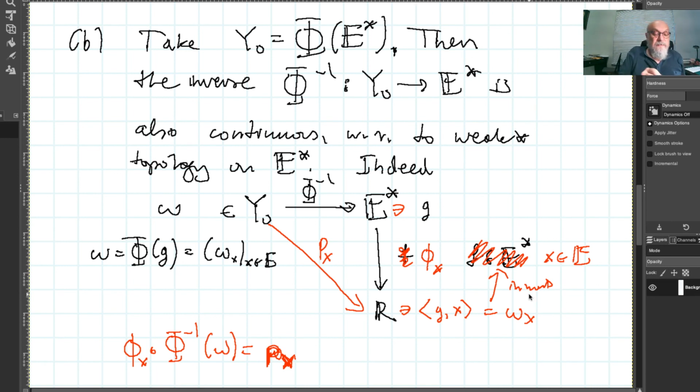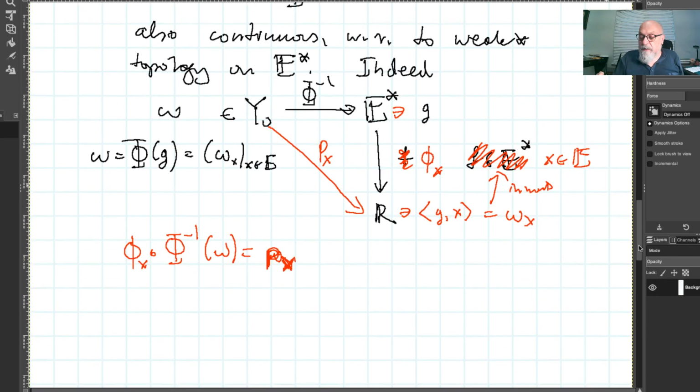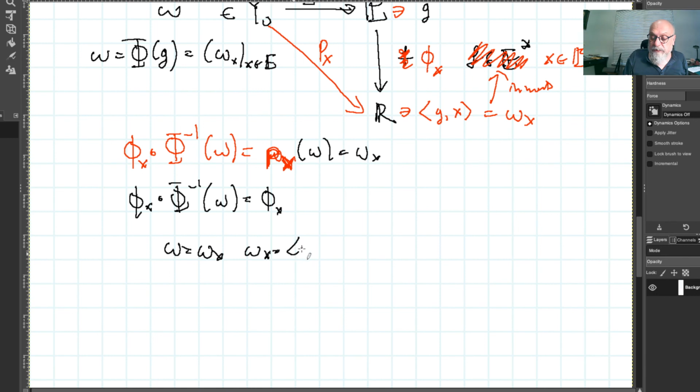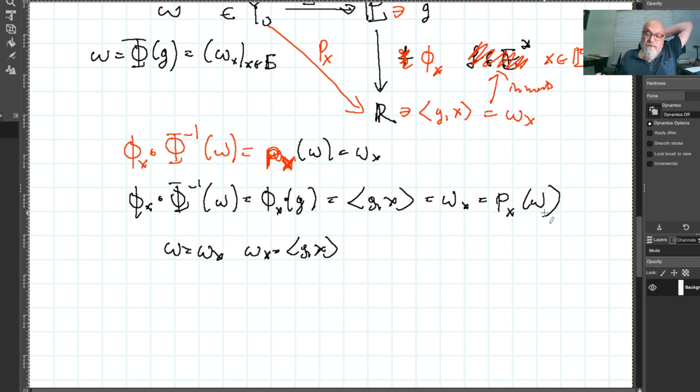Just need to look carefully. Since this thing should be verified carefully, let's do it carefully. Phi minus 1 of omega, this is equal to omega x, this one is equal to phi of x. But omega x is equal to g x, so I'm getting here that this one is equal to g, and this one is equal to g x, and we are getting here that this one is equal to omega x, so this is equal to px on omega. Okay, I think I convinced myself. That means it's good.